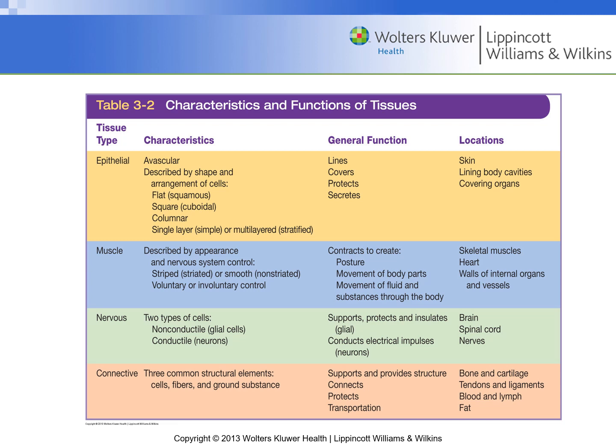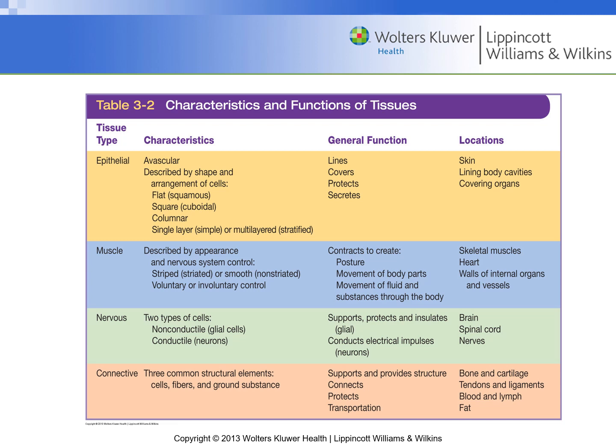Epithelial tissue is characterized by its avascular nature, which means that it is without a blood supply. It is described by shape and arrangement of cells, such as flat, which is squamous, square, which is cuboidal, and columnar, single layer, which is simple, or multi-layered, which means stratified. Its general function is to line, cover, protect, and secrete, and it is located in the skin, the lining of the body cavities, and the covering of organs.